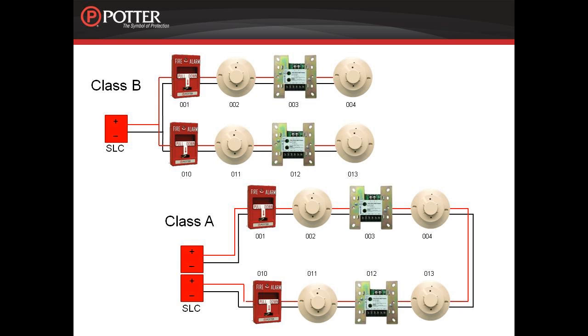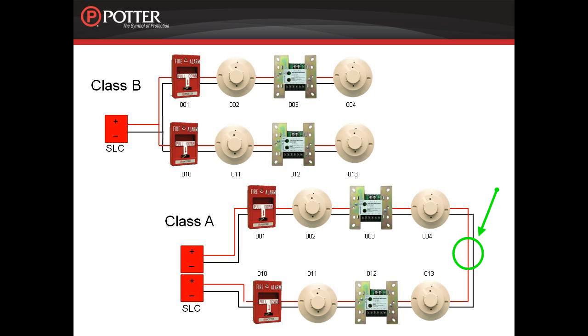We'll next take a look at the Class A style of wiring, which is shown in the lower right-hand corner of the slide. What happens here is that the SLC will leave the panel, and it needs to be a continuous loop connecting all the devices, and then will actually terminate back at the same place it started. This type of wiring provides a greater survivability.